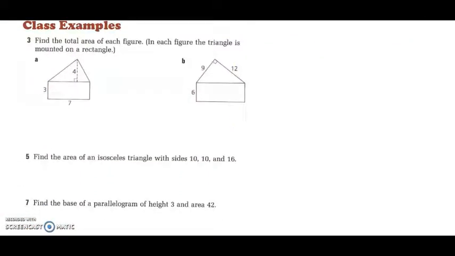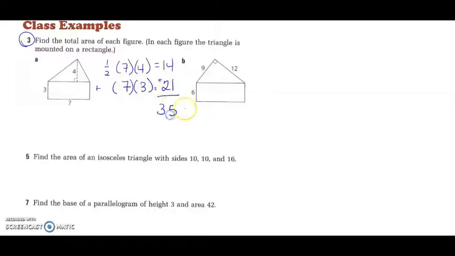So to find the total area of each figure, again, this reverts back to finding the area of irregular shapes. I'm going to do the triangle first, which is 1/2 of 7 times 4, and I'm going to add that to the area of the rectangle. So 1/2 of 4 is 2 times 7 is 14, and 21 gives me 35.